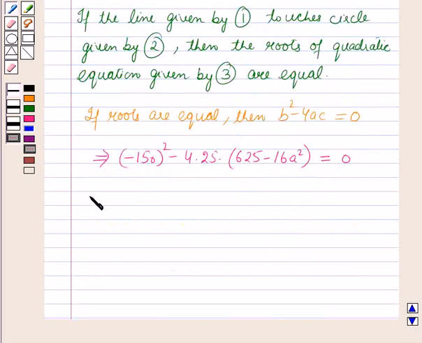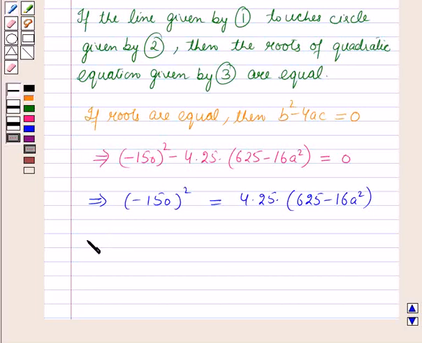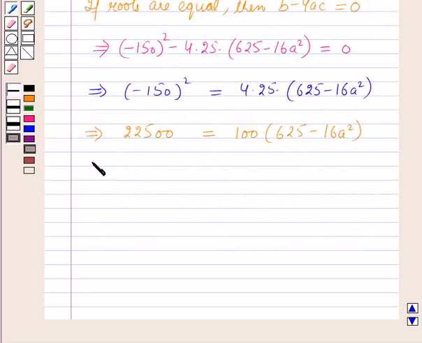Now this can also be written as (−150)² = 4 × 25 × (625 − 16a²), which further implies (−150)² is 22,500 is equal to 4 into 25, which is 100, into (625 − 16a²). Further, this implies 225 is equal to 625 − 16a².